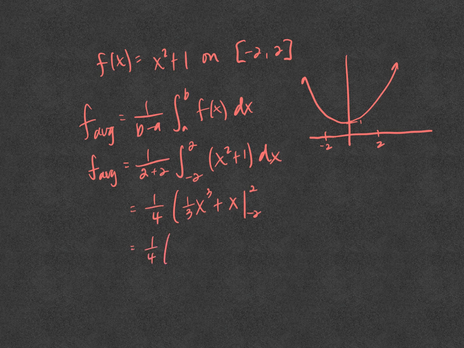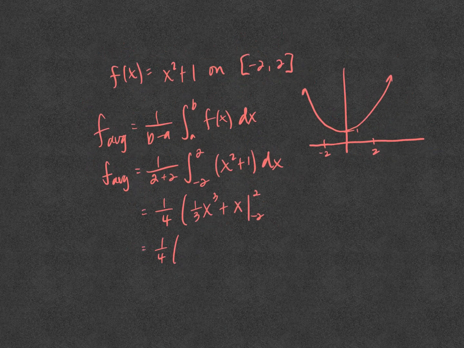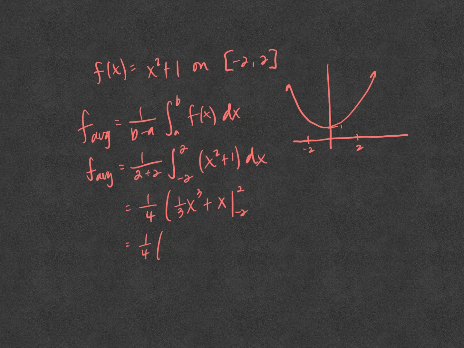So we have 1/4. We have 1/3 times 2 to the third is 8. So we have 8/3 plus 2 minus 1/4. And -2 to the third is -8 over 3. And then we have -2. I'm going to pull the 1/4 out and distribute the negatives. We have 8/3 plus 2 plus 8/3 plus 2.